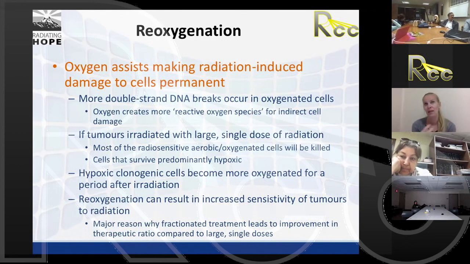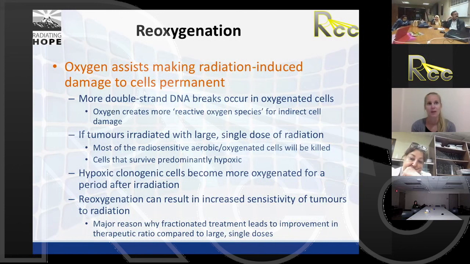Again, using fractionated treatments, those hypoxic cells that remain after a fraction of radiation actually become more oxygenated for a brief period of time after they've been irradiated. So if we hit these cells with a first fraction, kill off all the cells that are highly oxygenated, those that remain actually become highly oxygenated for a period, and then we hit them again with radiation, and we have a greater chance of killing those cells off as well. So it can result in increased sensitivity of the tumours to radiation.